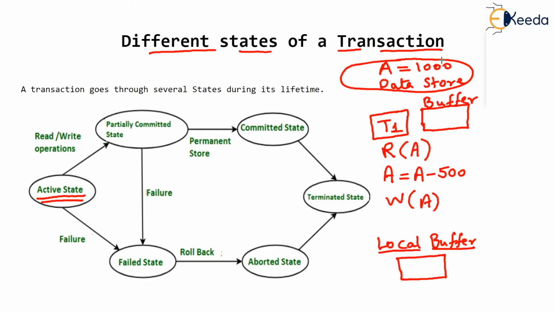Now, while any transaction executes, two basic operations it does: it reads the data or it writes the data. So read and write operations are getting done while the transaction is getting executed. Whenever read and write operations are done, we say that the transaction is in a state called partially committed state.